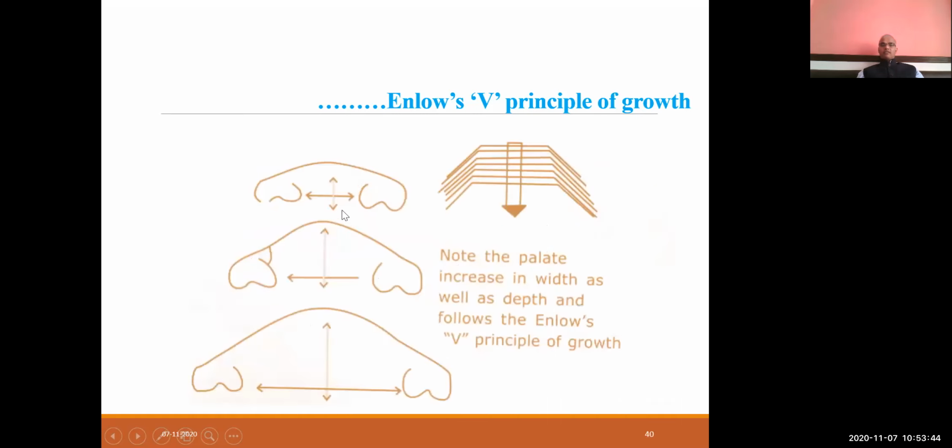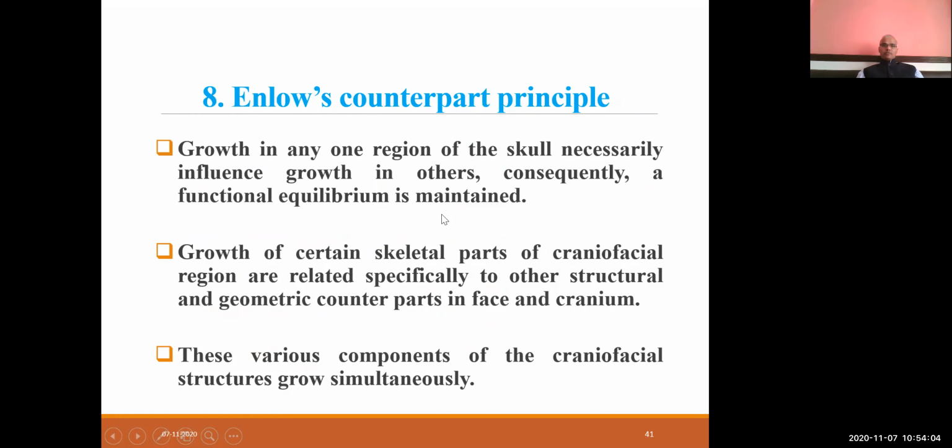Here in the palate, we can note the palate increases in width as well as depth following the Enlow V principle. Bone deposition occurs at the inner side and resorption from the outer side, and bone deposition occurs at both ends of the V. Next, Enlow's counterpart principle: growth in any one region of the skull necessarily influences growth in others. Consequently, a functional equilibrium is maintained. So growth of certain skeletal parts of the craniofacial region is related specifically to other structures and geometric counterparts in the face and cranium.